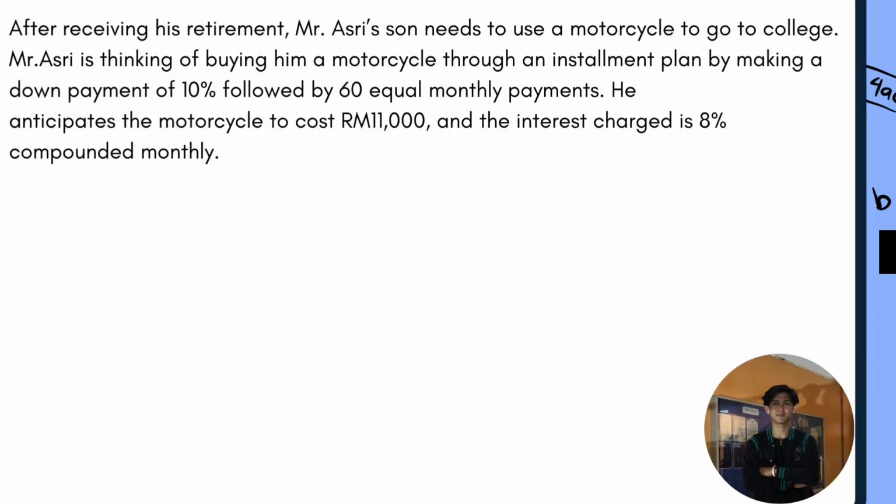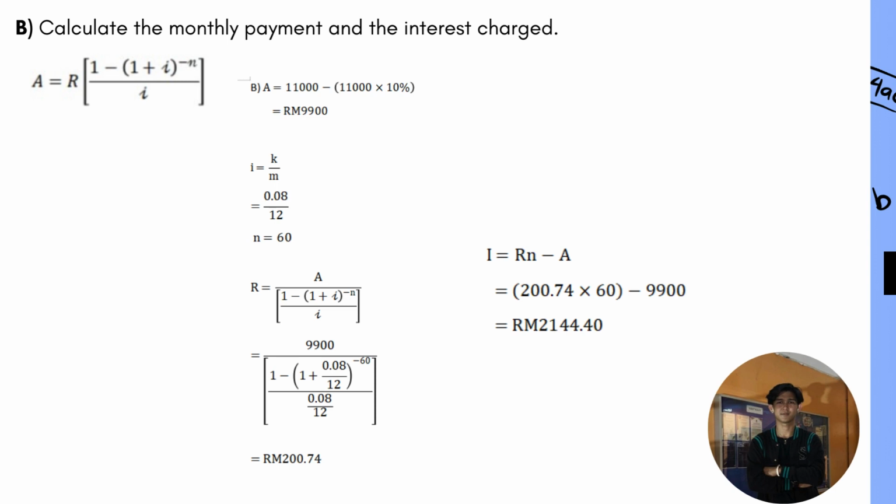After receiving his retirement, Mr. Asi is thinking of buying a motorcycle for his son through an installment plan by making a down payment of 10%, followed by 60 equal monthly payments. The motorcycle costs 11,000 and the interest charge is 8% compounded monthly. Question B. Calculate the monthly payment and the interest charge.